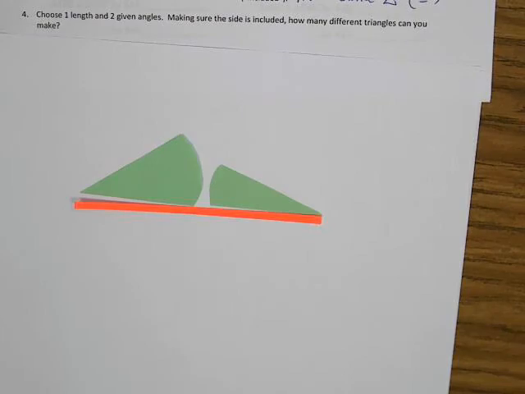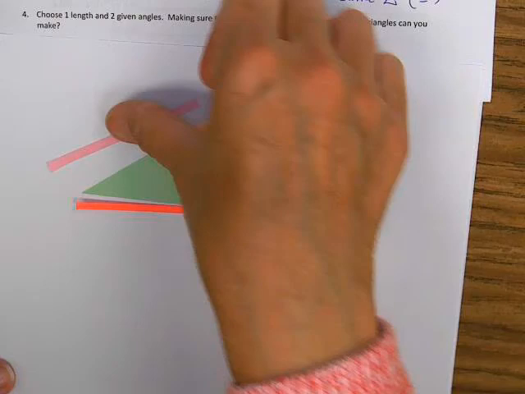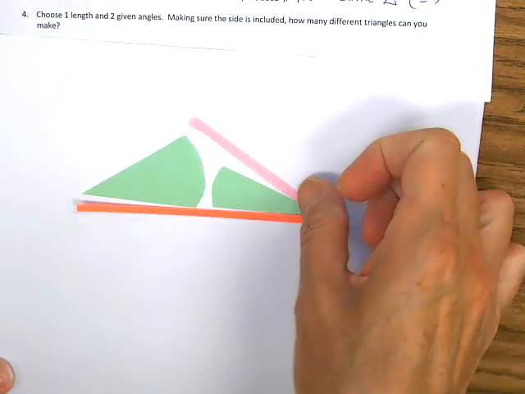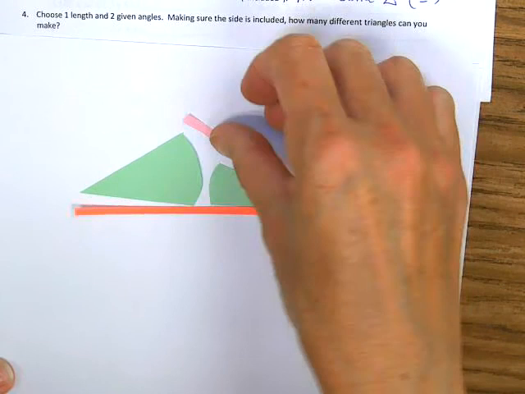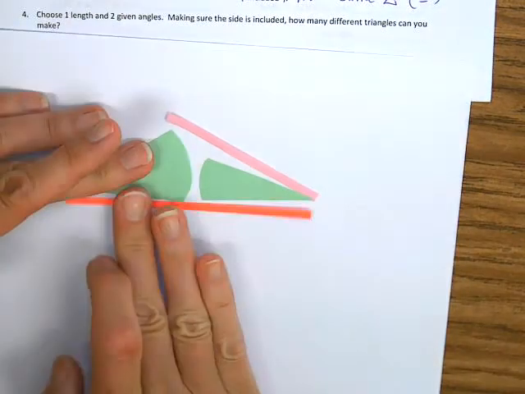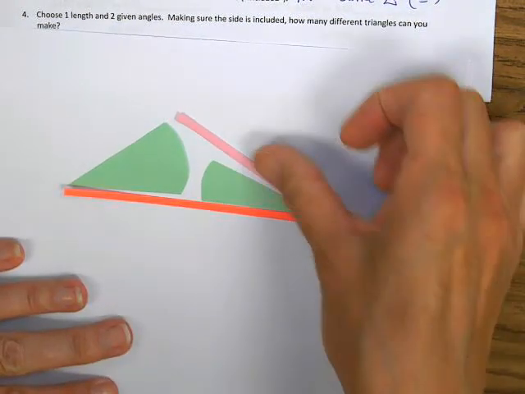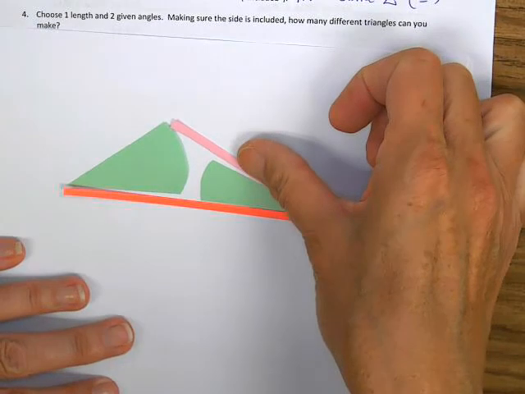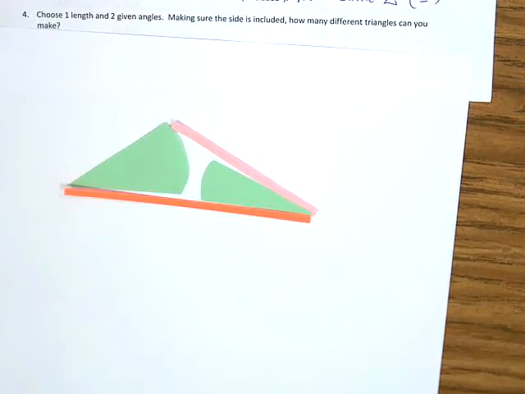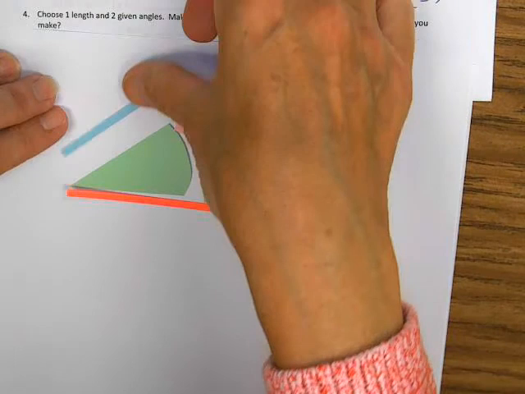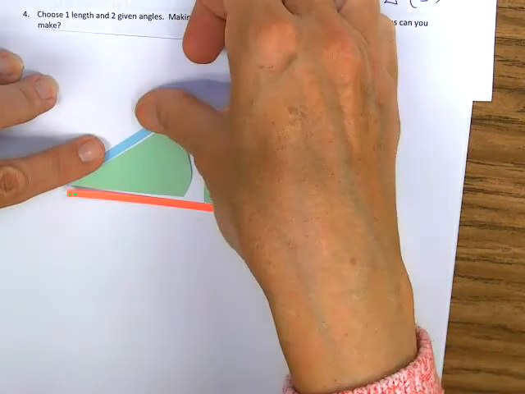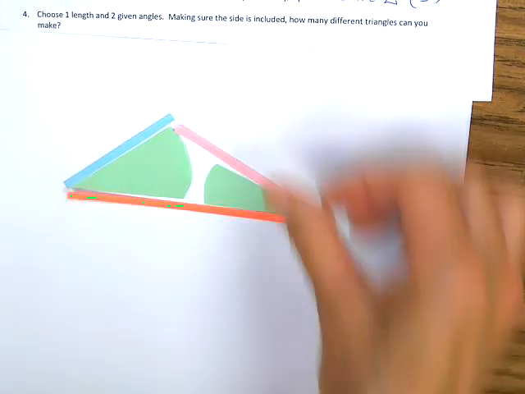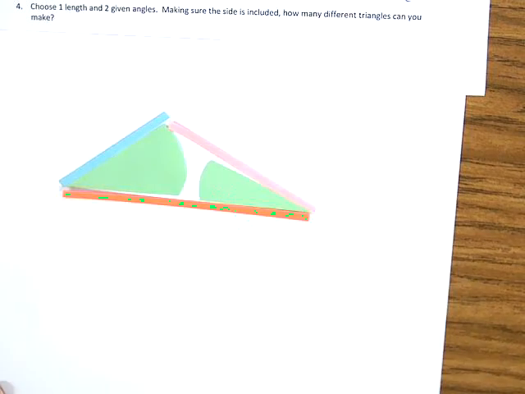Well, I think I have the right length sides here. Well, my segments aren't working too well here. And we need another side here. All right, so using the two angles on the red side, it looks like I could make that triangle.